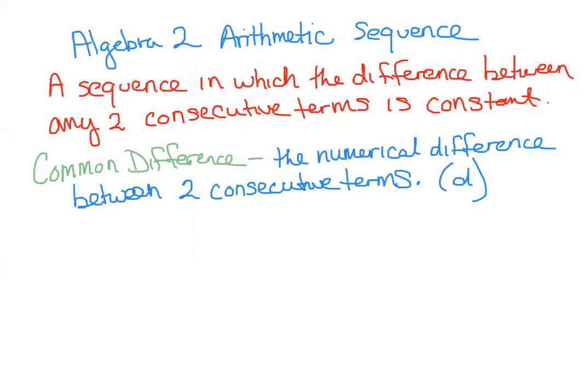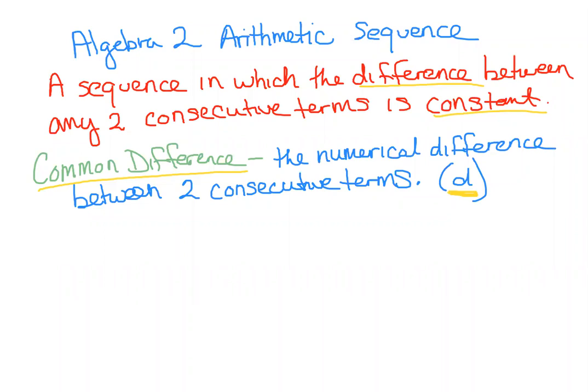All right, Algebra 2, like I told you before, we're going to talk about a specific kind of sequence now. This is called an arithmetic sequence. It looks like arithmetic, but we call it arithmetic. An arithmetic sequence is a sequence in which the difference between any two consecutive terms is constant. We call that difference the common difference, and we use D as the variable for that common difference.